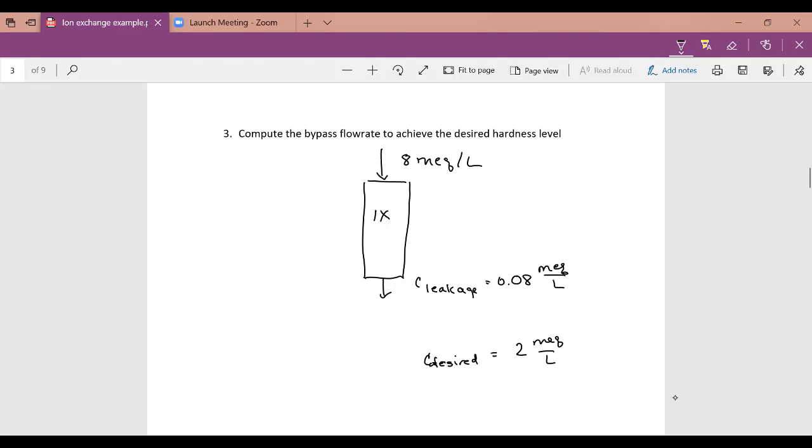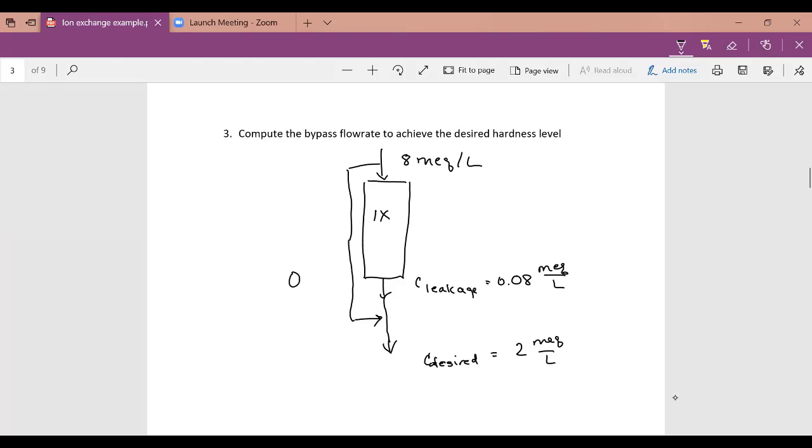We can't increase the concentration because that's what's coming from the wells. So we don't have much say in that. But we can bypass. So what we're going to do is we're going to bypass some of the flow so that what we end up with is a desired concentration of 2 milliequivalents per liter.